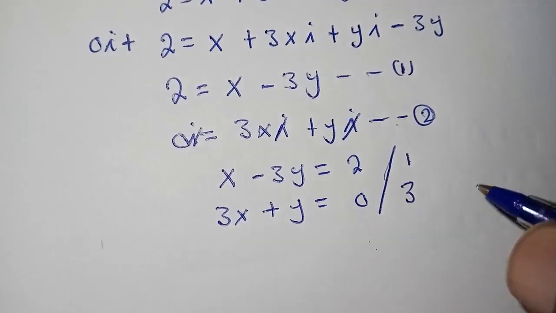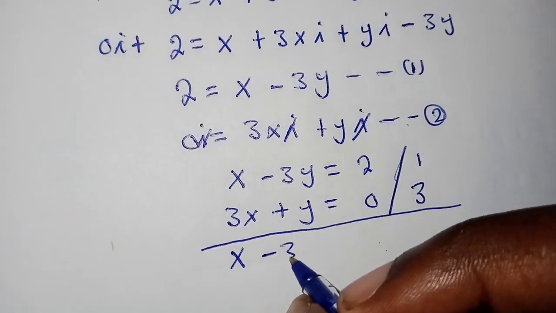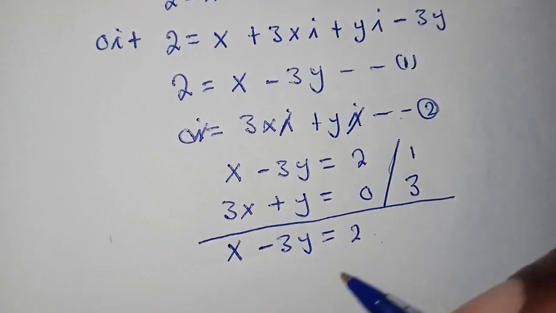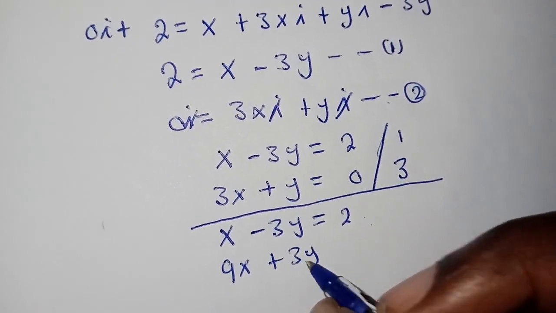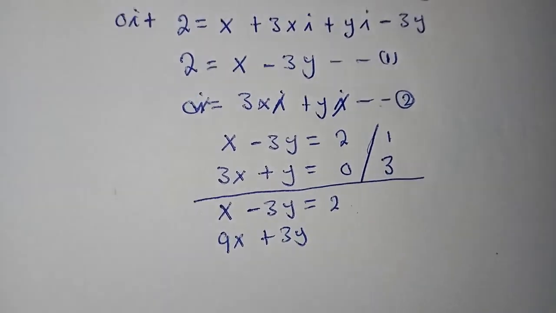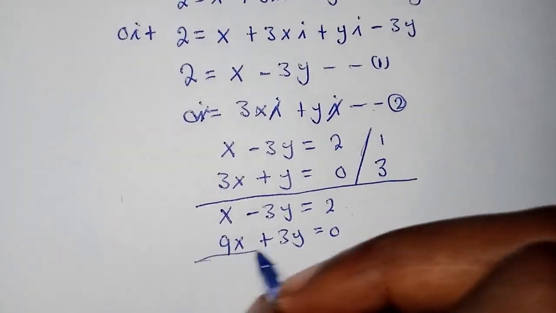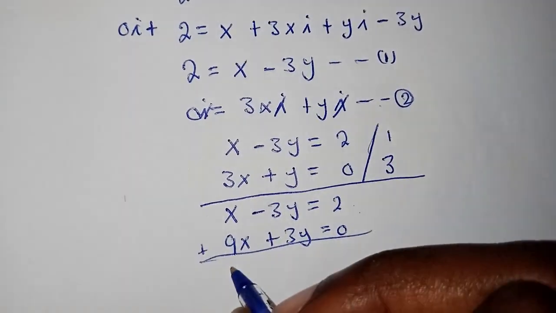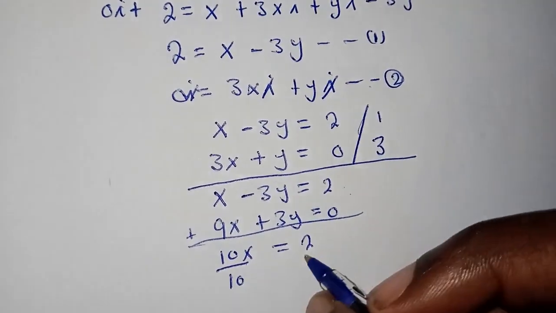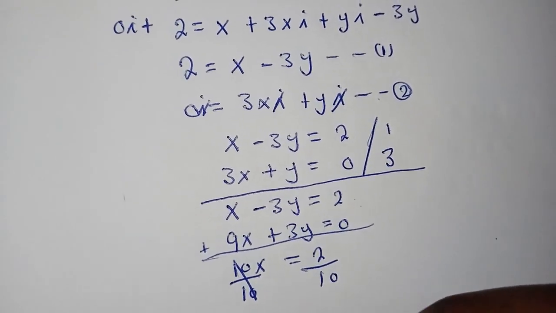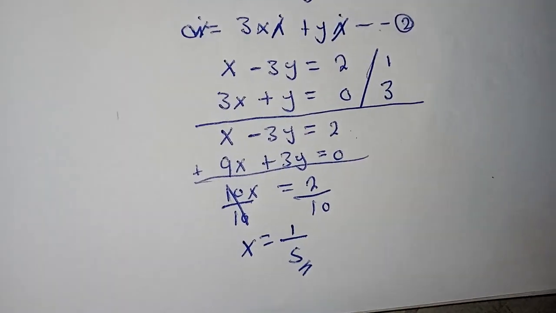We have equation 1, and we multiply equation 2 by 3. So this is going to be x minus 3y equal to 2. Then this is going to be 9x plus 3y equal to 0. Of course, we can add. It's going to be 10x. This is 0, this is 2. So over 10, over 10. Finally, our answer is going to be 1 over 5. This is for our x.